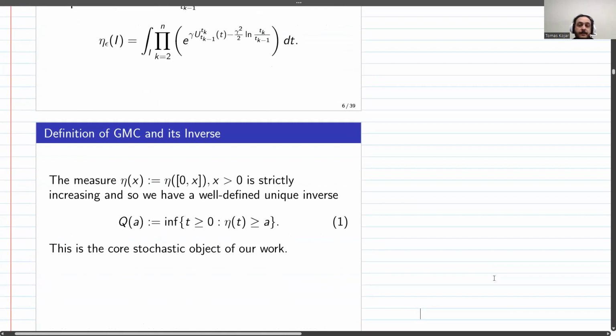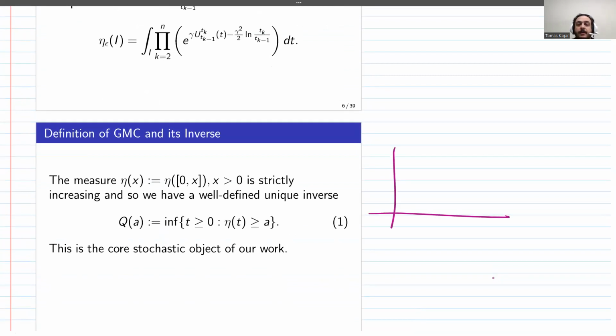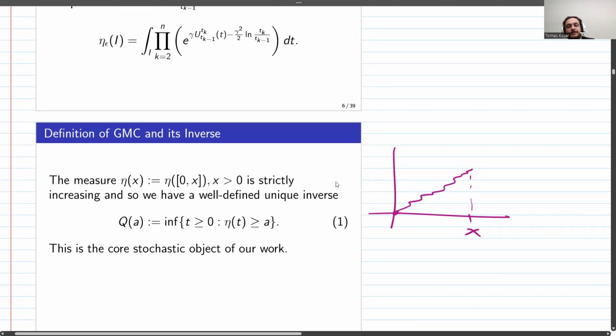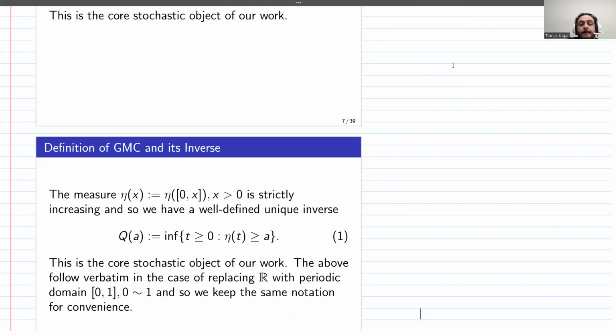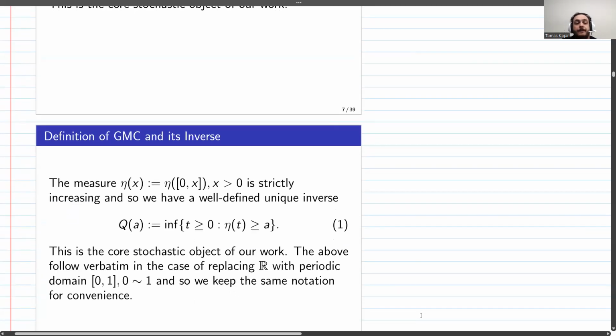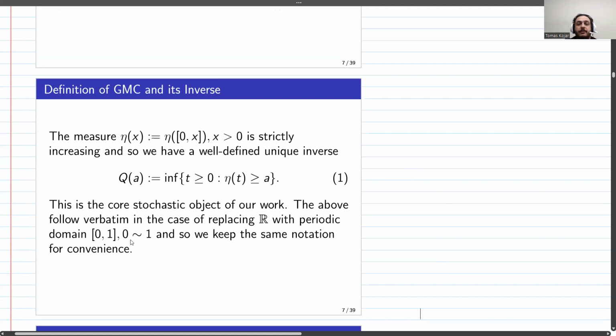Okay, so the measure eta evaluated over the interval 0 to x is similar to a Cantor-Devil staircase. It's strictly increasing and it has a well-defined unique inverse. And so this is the core object that we will study. Everything above can be done also in the periodic domain, where we identify 0 and 1, but we will keep the same notation for this talk.